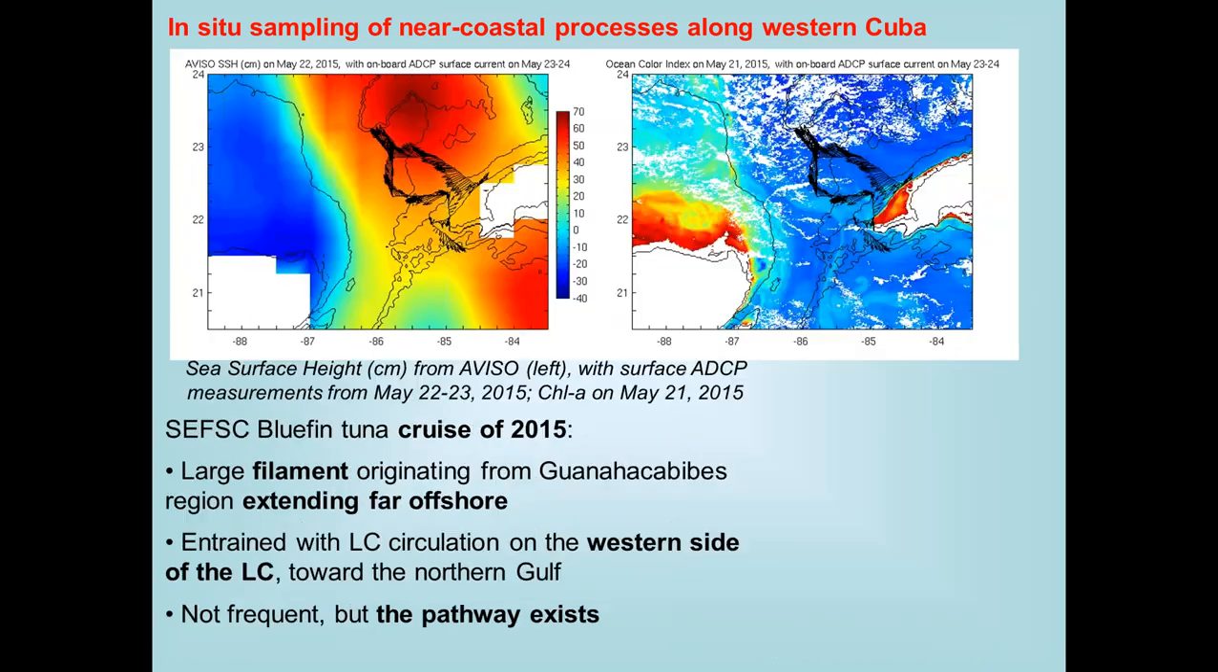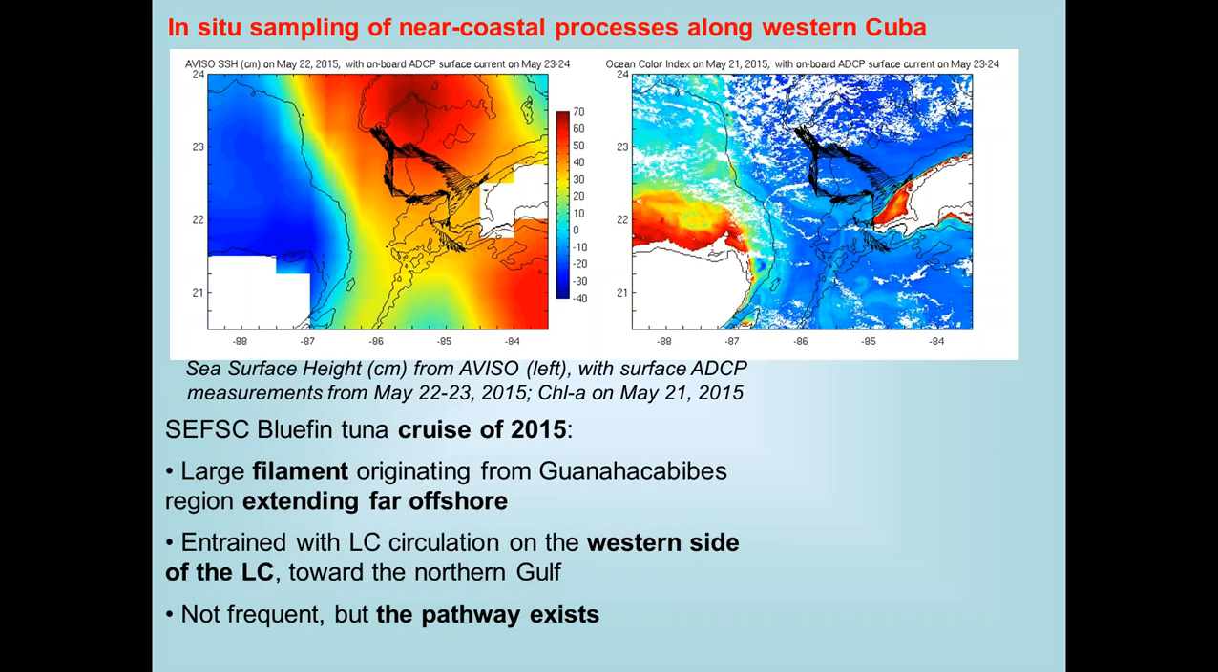So for example, in the previous cruise in 2015, the same bluefin tuna cruise from the fisheries lab, they were in different conditions at that time, with an extended loop current. This is altimetry. In red is the loop current, a typical extended loop current associated with the anticyclonic signature that we see in surface currents.